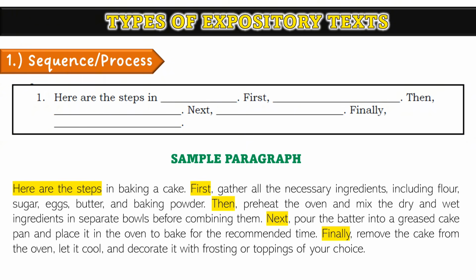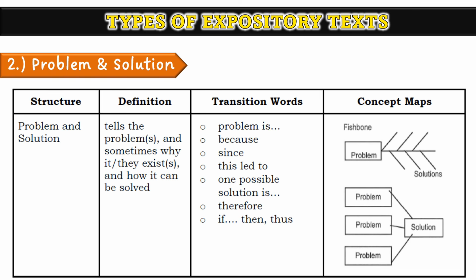And here is a sample sequence paragraph. Here are the steps in baking a cake. First, gather all the necessary ingredients including flour, sugar, eggs, butter, and baking powder. Then, preheat the oven and mix the dry and wet ingredients in separate bowls before combining them. Next, pour the batter into a greased cake pan and place it in the oven to bake for the recommended time. Finally, remove the cake from the oven, let it cool, and decorate it with frosting or toppings of your choice.